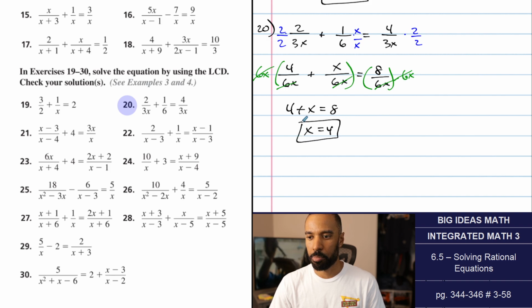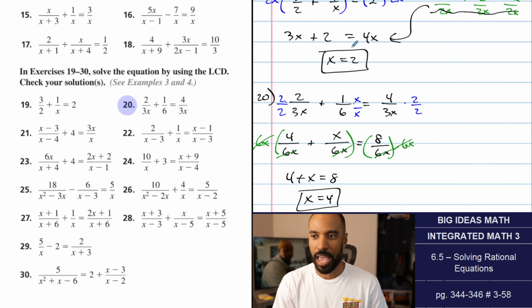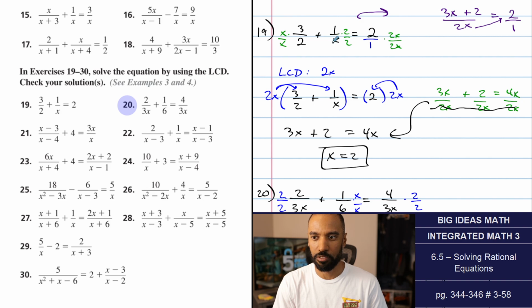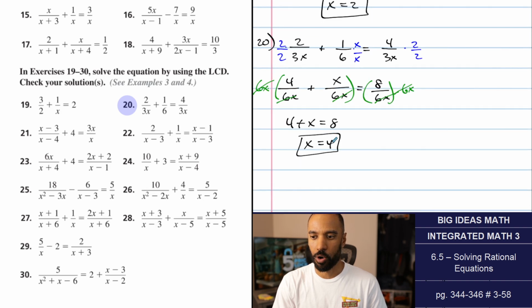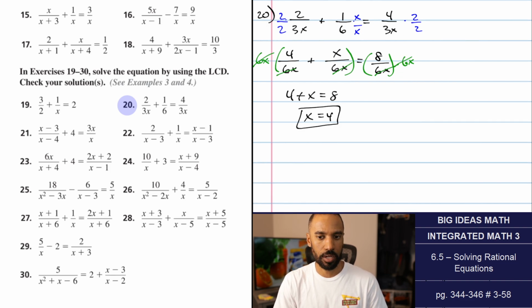By the way, I didn't mention on the previous problem, I did see it, but I didn't mention, x equals 2 works because the only value that wouldn't have worked was 0. X equals 4 works because the only value that wouldn't work here would be 0. So those two work. Those are not extraneous in any sort of way.